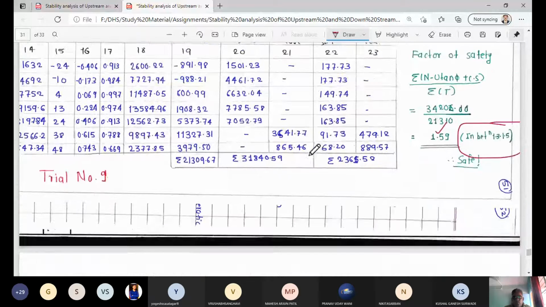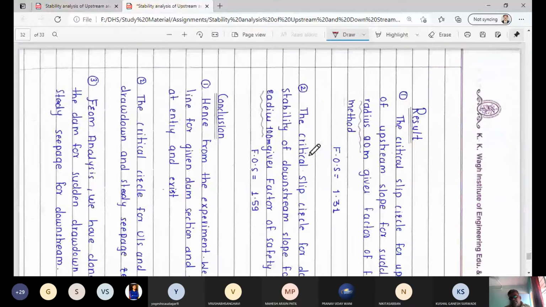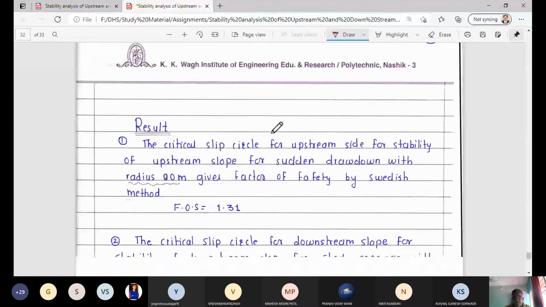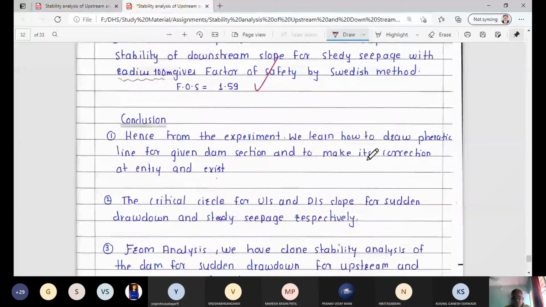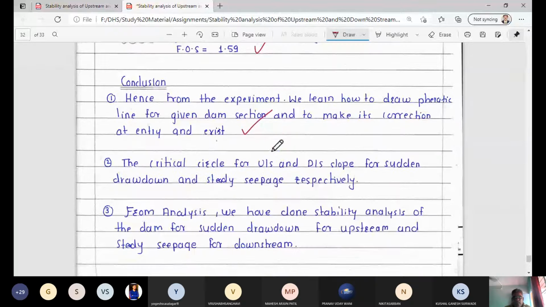So this is the way to take the trials. You do this exercise in your routine practical and find out the result like that. Critical slip circle method for the upstream side, for the stability factor of safety, is 1.31 and 1.51. You make the conclusion. So how to draw the phreatic line for a given dam section according to the objectives, you write the answers: the critical circle for upstream and downstream flow, for drawdown condition and the steady seepage condition.